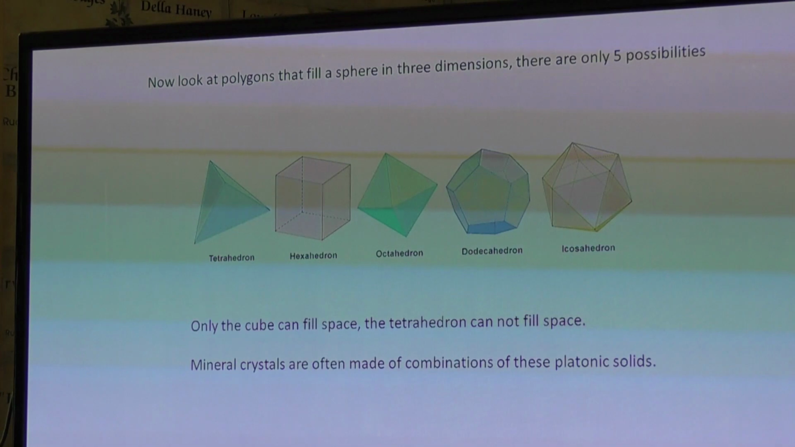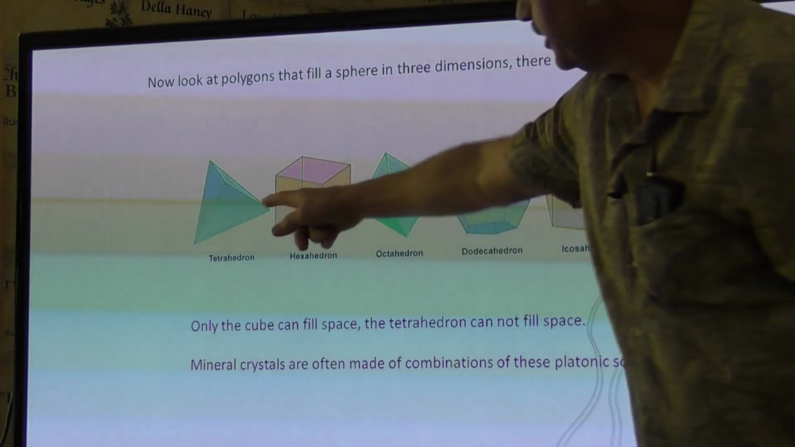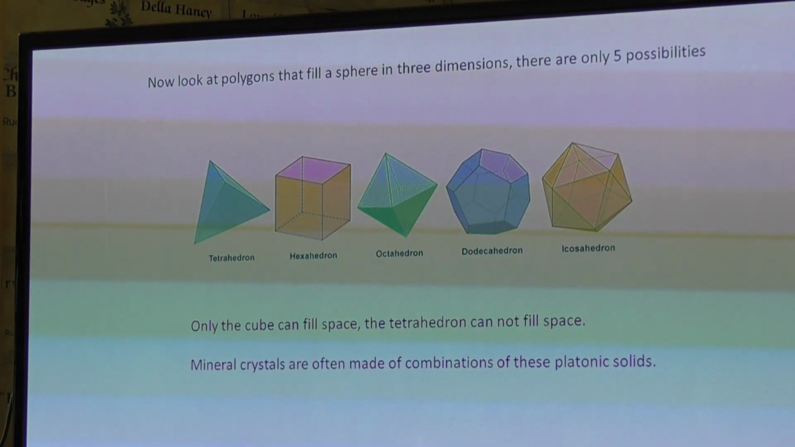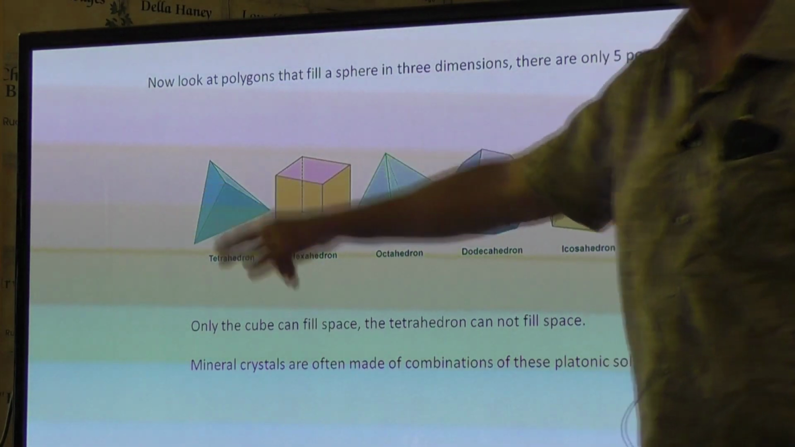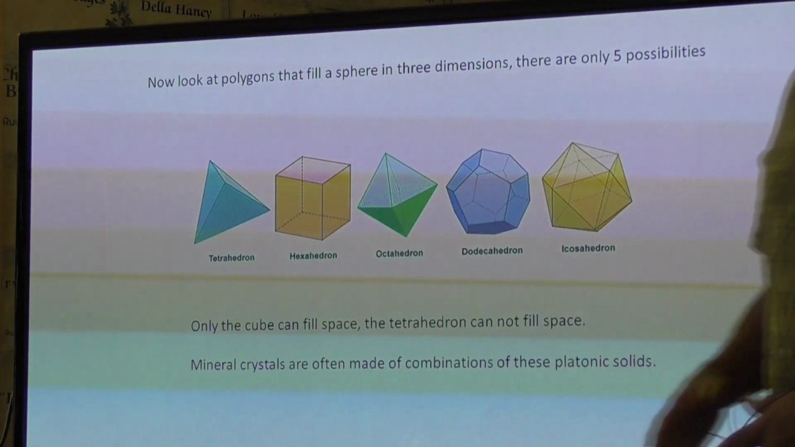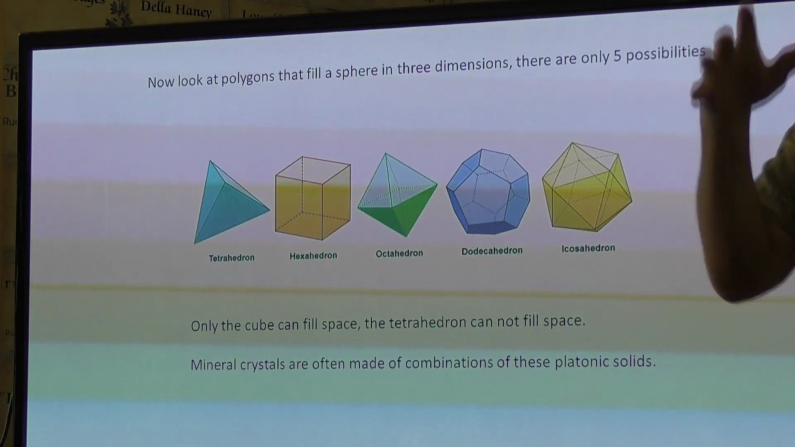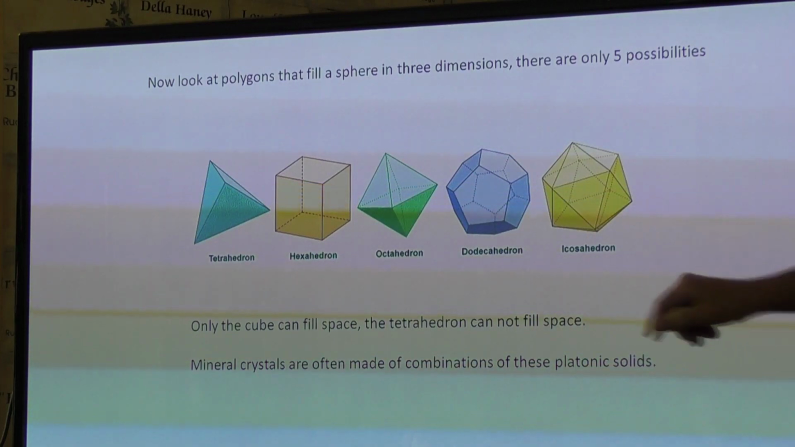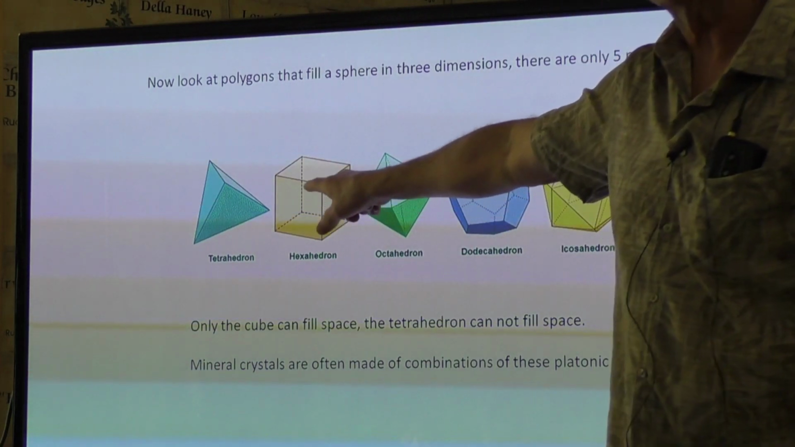When you go to 3 dimensions, then there's a lot more restriction. There's only 5 things that will fill a sphere, 3 dimensions. Tetrahedron, cube, octahedron, dodecahedron, and icosahedron. There's a crystal example of all of these. So to build a crystal, you're going to take these things and try to fill space. Let me go back to, this is the only one that will fill space.